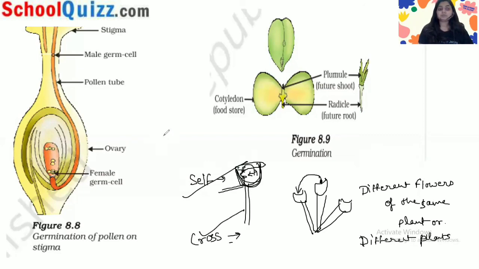So I hope this pollination process is clear for you. And what is pollination? Pollination is simply a process where the pollen grains from the anther are transferred to the stigma of the flower.